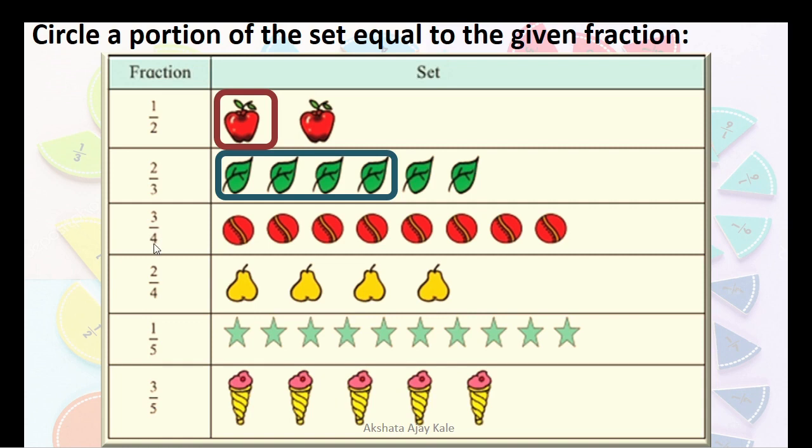Got this? Okay. Now here 3 upon 4 means you have to make 4 sets here. How many balls are there? 1, 2, 3, 4, 5, 6, 7, 8. 8 balls are there, and we know we need 4 sets. Very good. These two become the first set, this is the second set, this is the third set, and this is the fourth set, isn't it? And we have to show here 3 upon 4. 3 sets we have to show. Okay, I will use this to show this, isn't it? 3 upon 4. Got this, children?